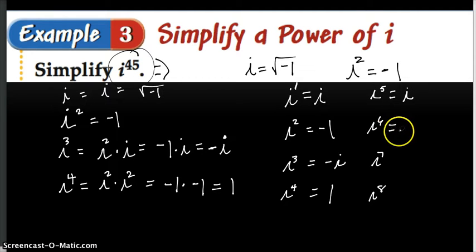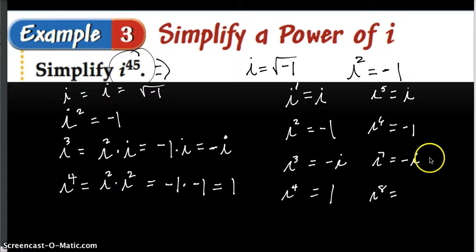Similarly, I can break down i to the sixth power as i to the fourth times i to the second. We know i to the fourth to be 1, i to the second to be -1. So 1 times -1 is simply -1. So i to the sixth power is equal to -1. i to the seventh, I can write as i to the fourth times i to the third. And i to the fourth is just 1, and i to the third is equal to -i, and so 1 times -i is simply -i. So i to the seventh is -i.